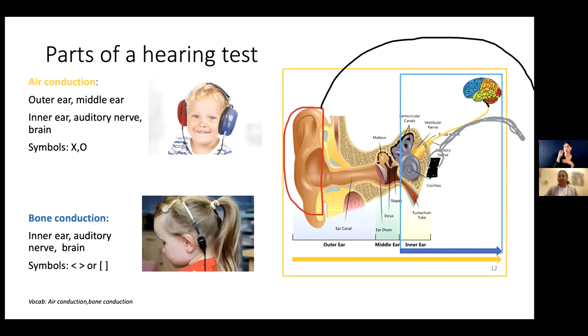Air conduction hearing levels are then compared to bone conduction hearing levels to determine the type or location of the hearing difference. Is it sensory neural based in the inner ear? Is it conductive due to a blockage? Or is it some combination of the two?